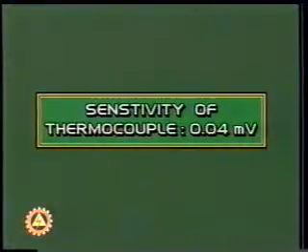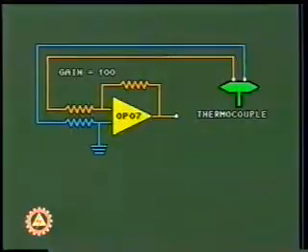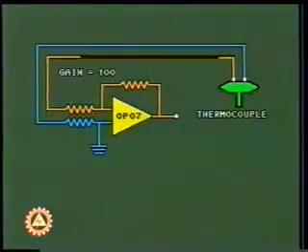For temperature measurement, we use a chromel-alumel thermocouple having a sensitivity of 0.004 millivolts per degree Celsius. Do you think that the voltage level of the sensor output is sufficient for analog to digital conversion? No, not at all. Therefore, we use a two-stage amplifier circuit to amplify the sensor output.